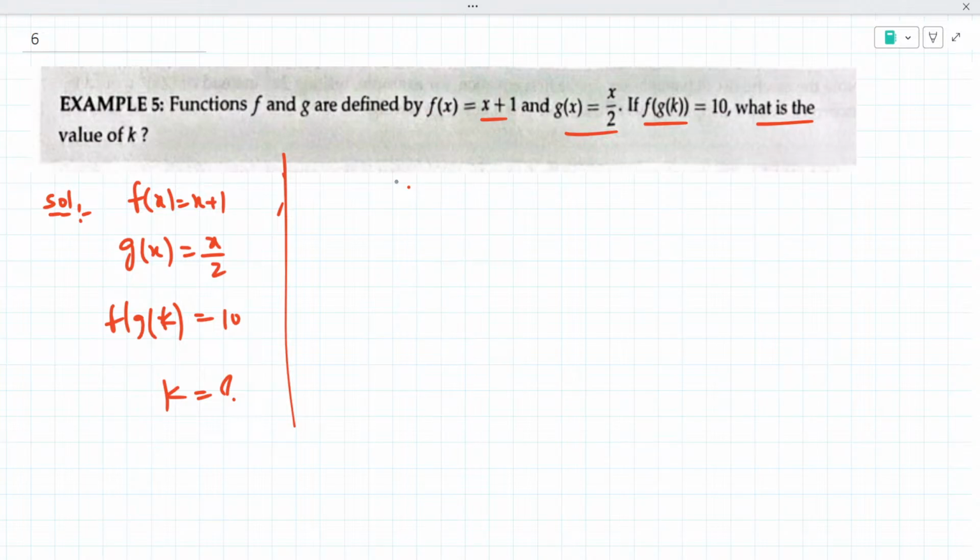First of all, the thing we need to take is g of k. So how to get this, g of x equals x by 2?